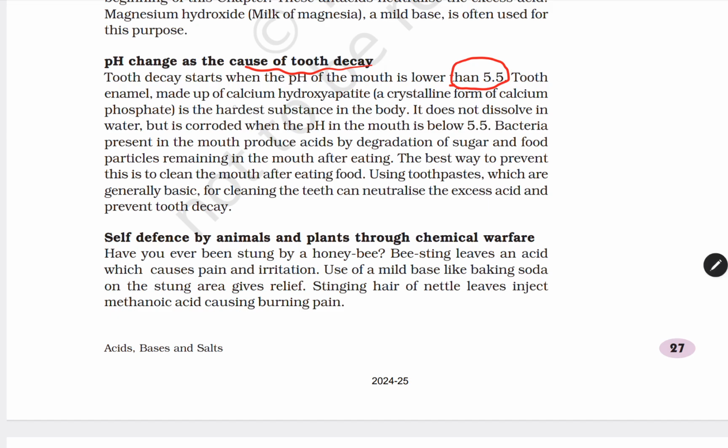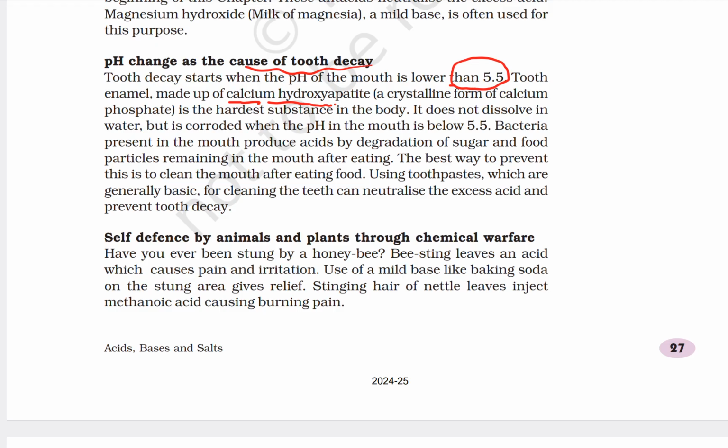Basically, our teeth have a protective layer known as enamel. How is that enamel made? Calcium hydroxyapatite. The crystalline form of calcium phosphate is the enamel. It is the hardest substance in the body, and it does not dissolve in water either.